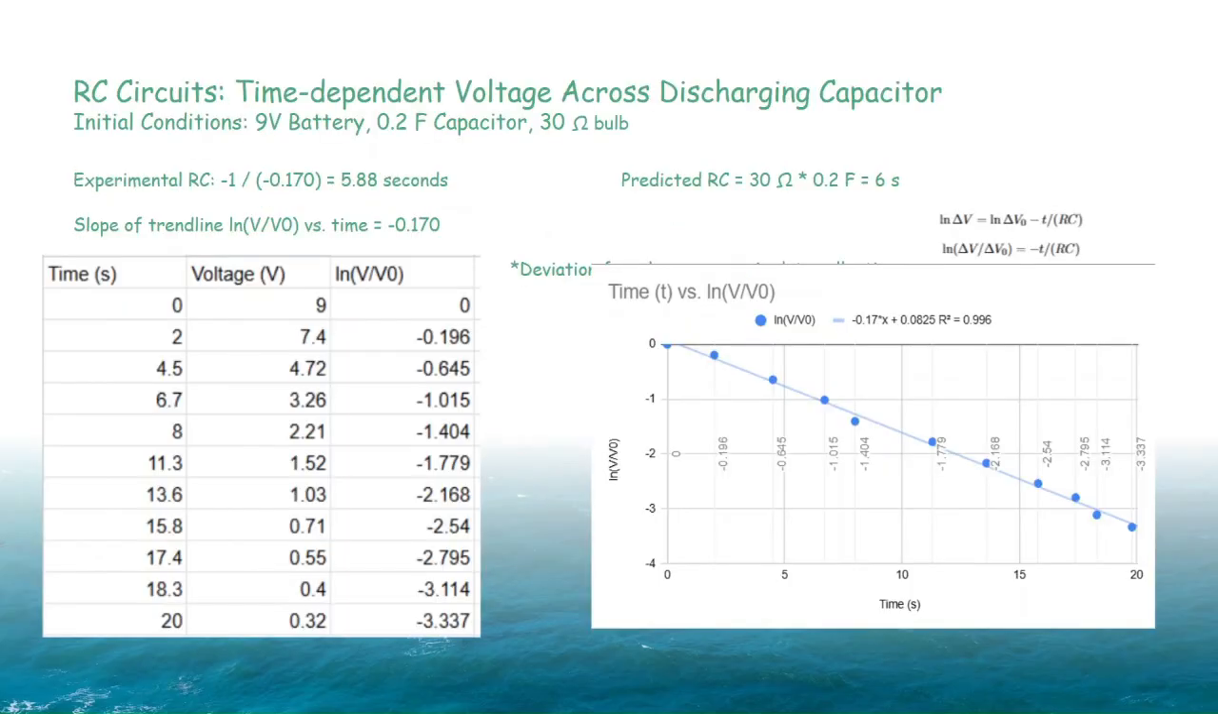I set up a circuit with a 9-volt battery, a 0.2 farad capacitor, and a 30 ohm bulb. I measured the voltage across the discharging capacitor with a voltmeter and plotted 20 seconds worth of voltage versus time data on a natural log of the current voltage over initial voltage versus time.